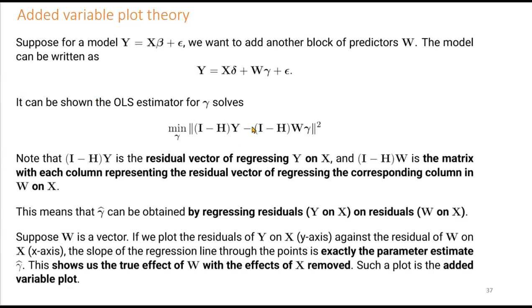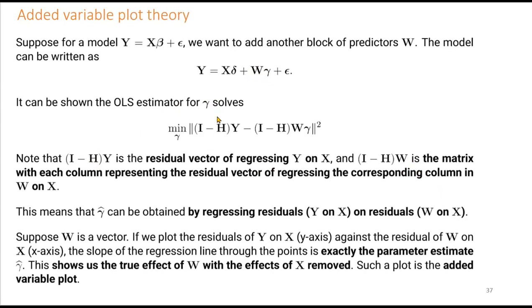So what I want to tell you is that we can show, and I'm going to show you in the next exercise actually, that if we add a new block of covariates, then the parameters here may be solved by regressing the residual of y on x on the residual of regressing w on x.